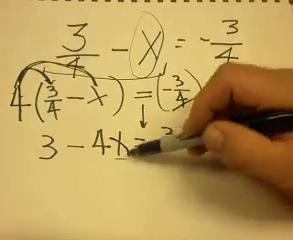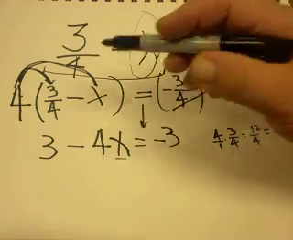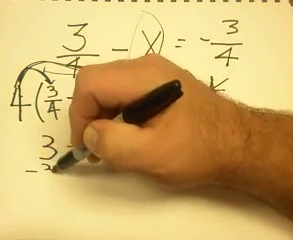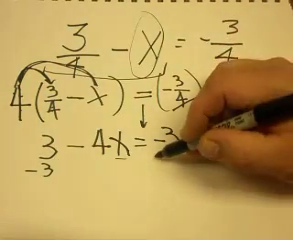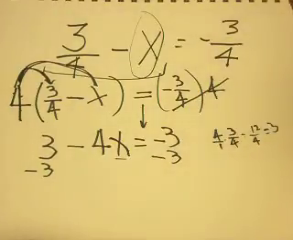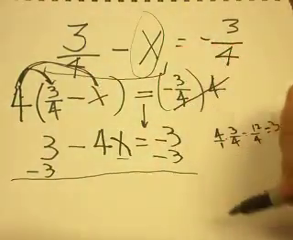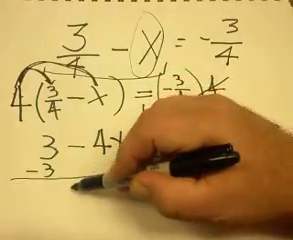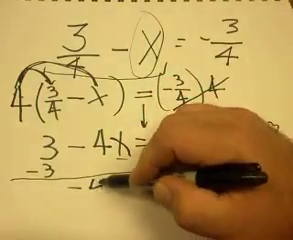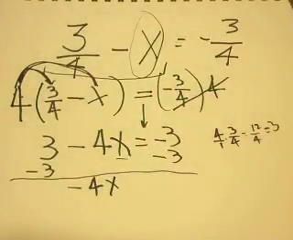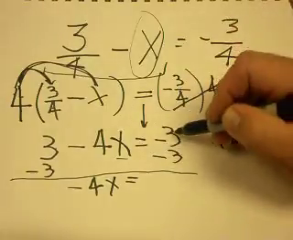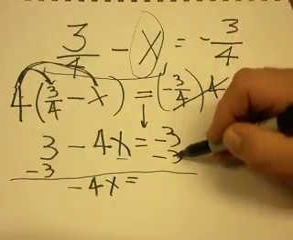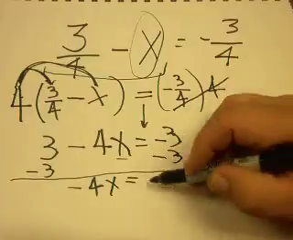Now, I still want to solve for x, so I've got to get the x all by itself. So I'm going to subtract 3 from this side because it's a loose number. Get it out of there and subtract 3 from this side. Draw my line. 3 minus 3 is 0. I bring down my minus 4x. Bring down my equal sign. And minus 3, and I take away 3 more. I'm already negative 3, and take away 3 more is negative 6.